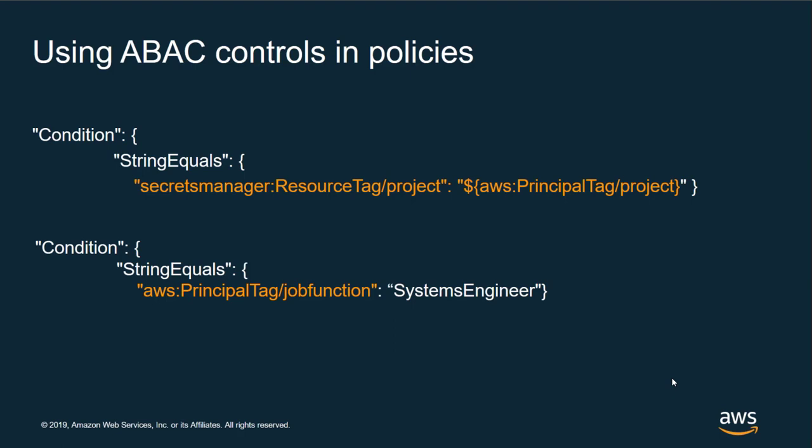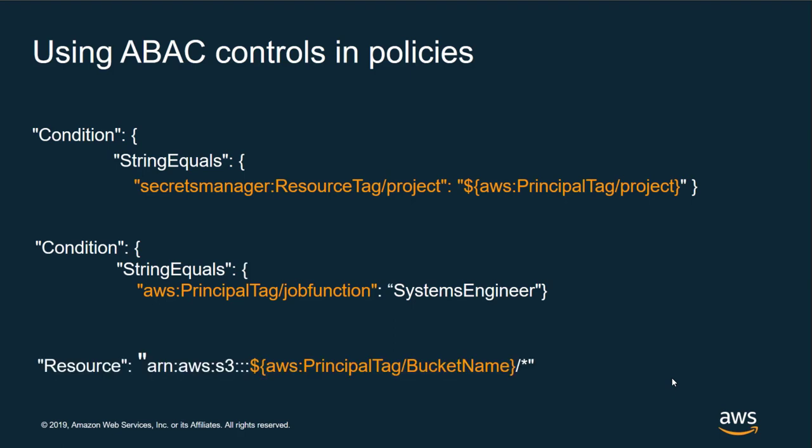A good place where you can actually use this condition is in a resource-based policy. So let's say an S3 bucket policy, where you have a number of users who require access to the bucket, but only if they have a specific condition. So in this case, you can have that condition as your principal tag job function systems engineer. If that is true for those users, they'll be able to access that particular bucket. Otherwise, they won't be able to access the bucket.